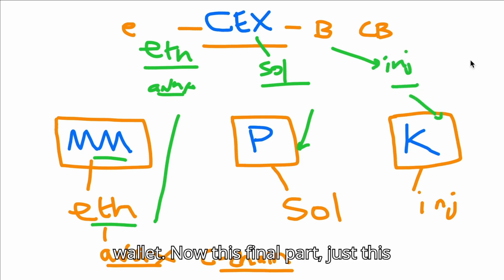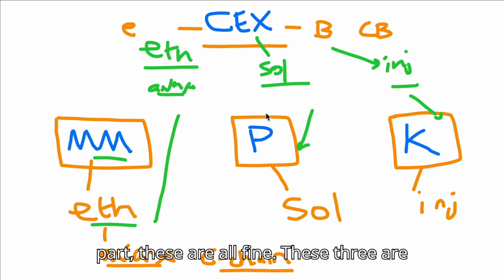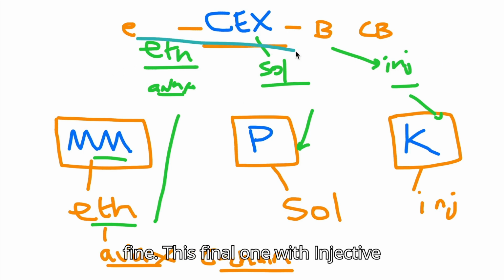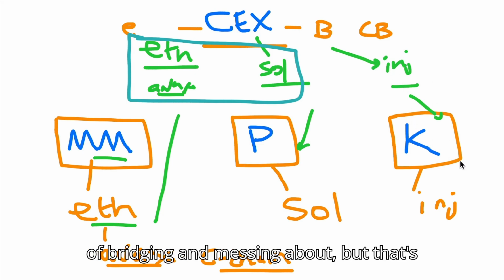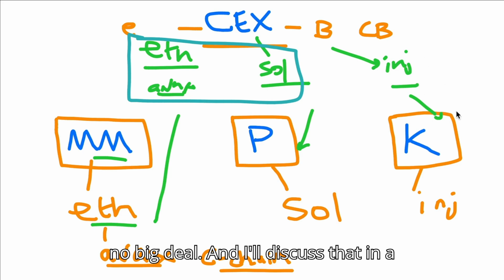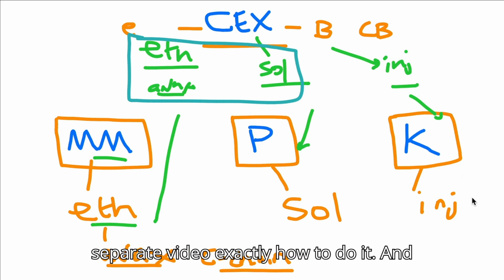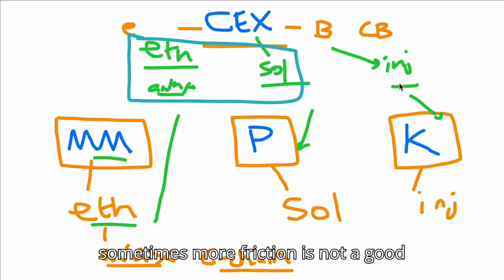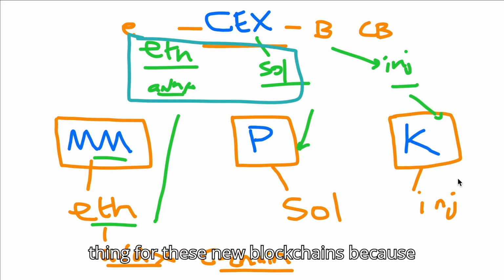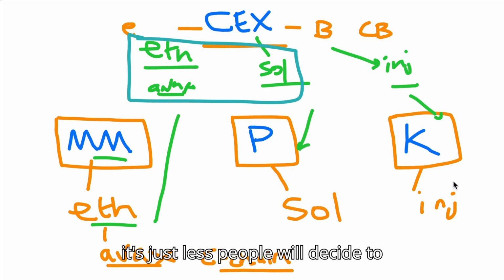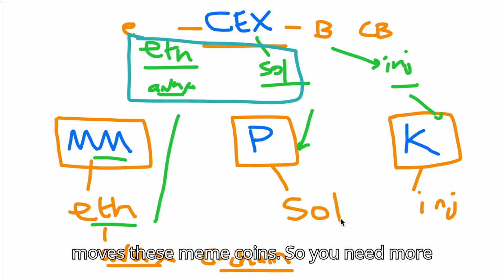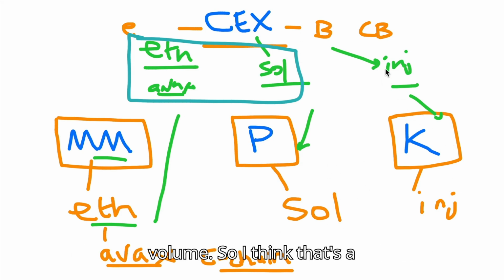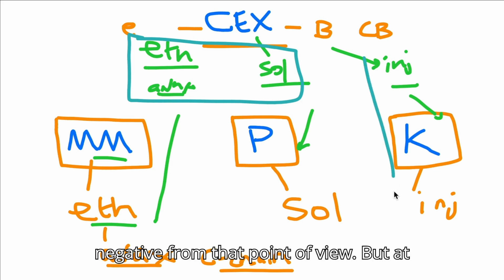Now this final part, these three are fine. This final one with Injective and Keplr is a little bit more complicated. You have to do a little bit of bridging and messing about, but that's no big deal. And I'll discuss that in a separate video, exactly how to do it. And sometimes more friction is not a good thing for these new blockchains, because fewer people will decide to jump on here, and trading volume is what moves these meme coins. So you need more volume. So I think that's a negative from that point of view.